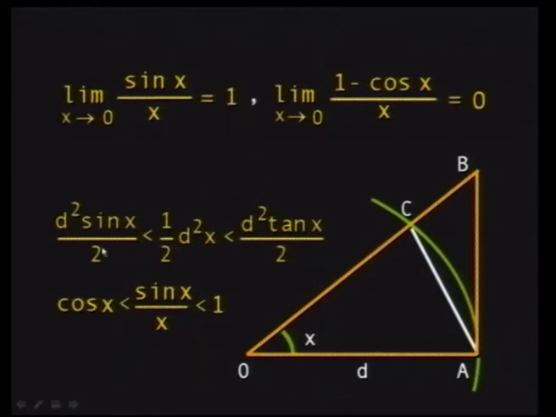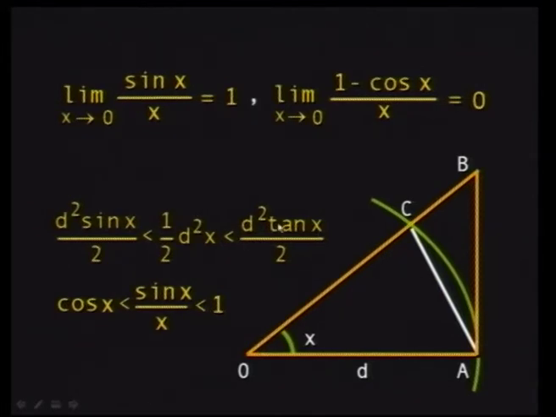Now you can take these two together. You cancel out d squared, and you cancel out 2 from both to obtain sine x less than x. And actually you can get this directly. Why? Because since sine x is less than x, it means that sine x divided by x is less than 1. So you obtain the first inequality on the right-hand side.